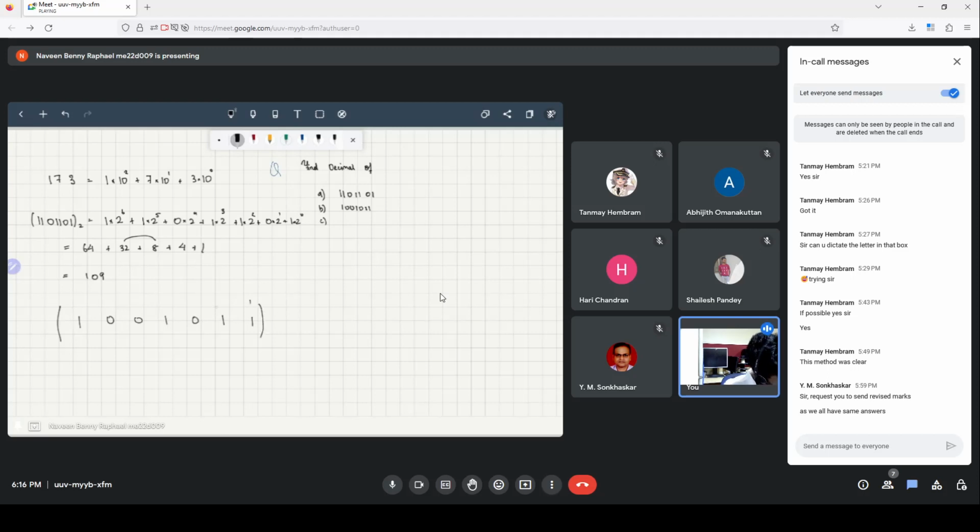So this will be 1, 2, 4. I'll use a different pen. 1, 2, 4, 8, 16, 32, 64. So you just take it, just add these numbers. So that will be 16 plus 8 plus 2 plus 1, which is 75. Right? I hope this is what you meant. Yes. Okay, okay.